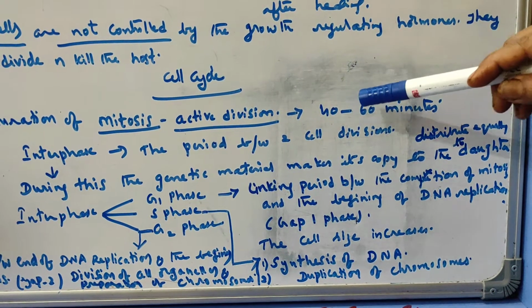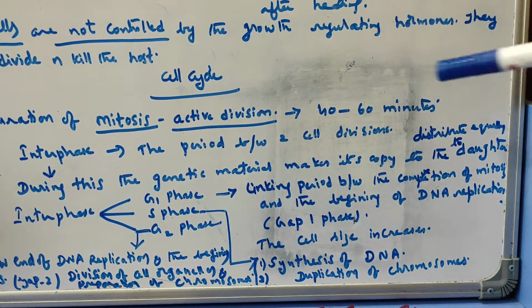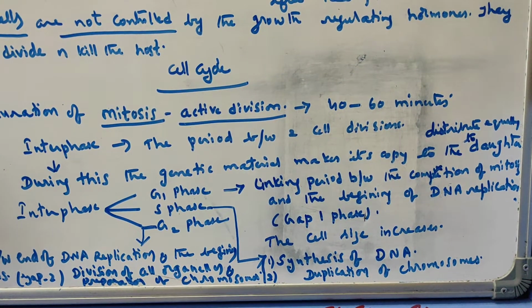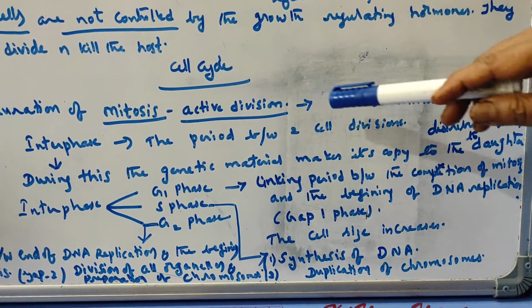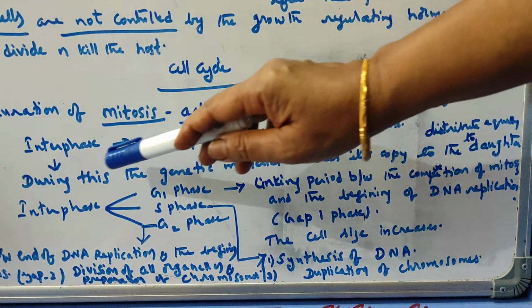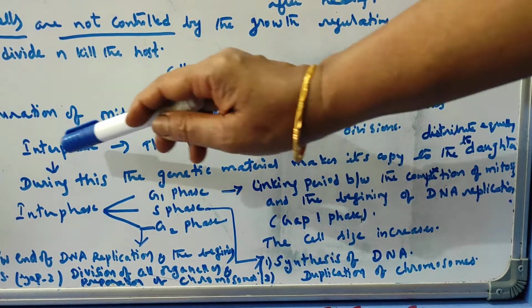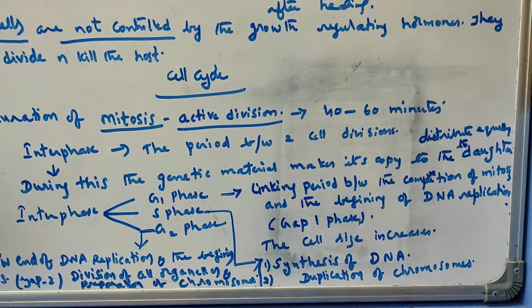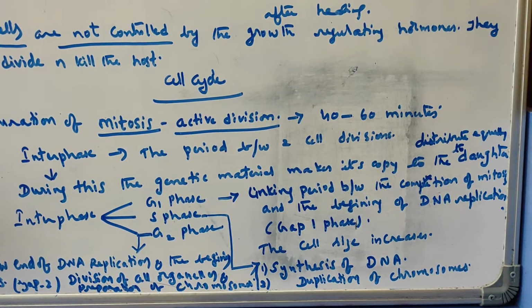Okay, after this 1 hour, again it takes some rest. That we call interphase. So during this interphase, that is just the resting stage. After one mitotic division, it undergoes some rest, and this period is called interphase, and the period between two cell divisions is interphase. Okay, that is nothing but the resting stage.